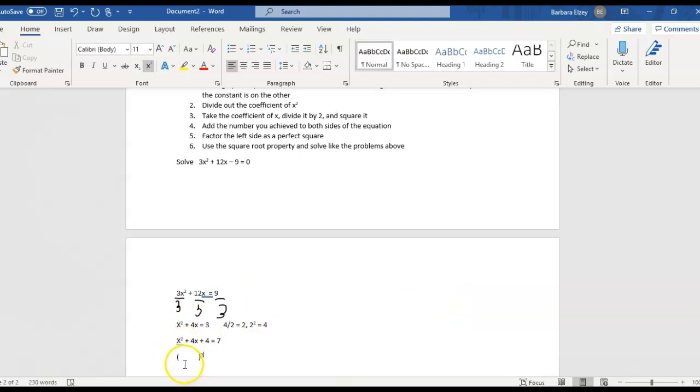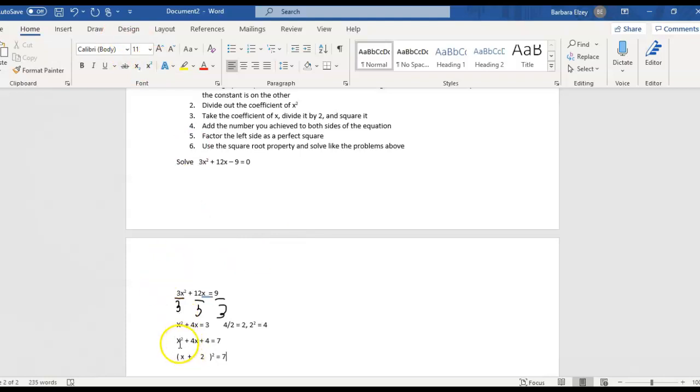If I take the square root of x squared, that's x. So that goes first. Whatever the sign is right here, that tells me whether I have a plus or a minus in between. And then I take the square root of 4, and that's what comes second. That's 2. And then on the right side, I just have my 7.